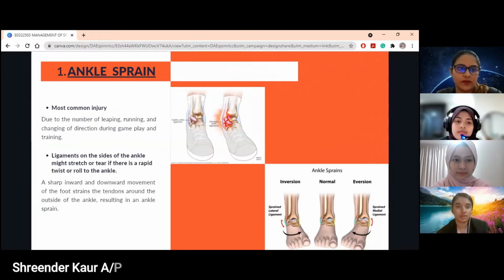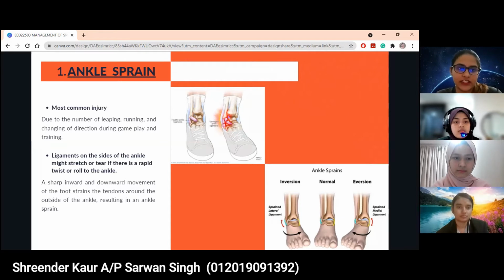Ankle sprain is one of the most common injuries that happens to a netball player. This is due to the amount of leaping, running, and changing of direction during gameplay and during training sessions. So how does this happen?